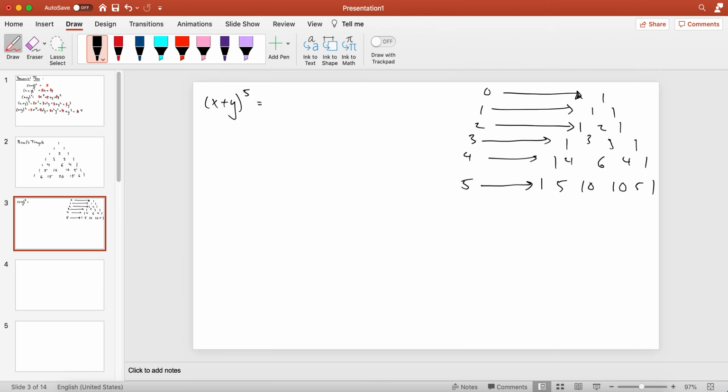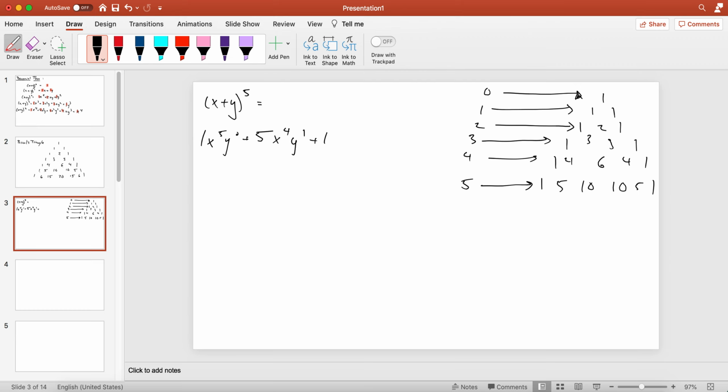So the way you do this is you start off with x to the 5, y to the 0. So this is 1x to the 5, y to the 0 plus, and then you go on to the next element here. That tells you the next term. Hold on, let me actually write this a little nicer. So the next coefficient will be 5, x to the 4th, y to the 1.